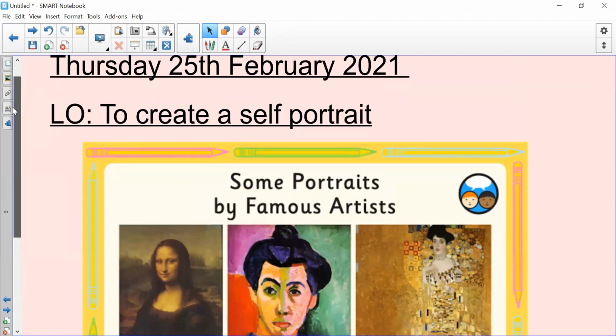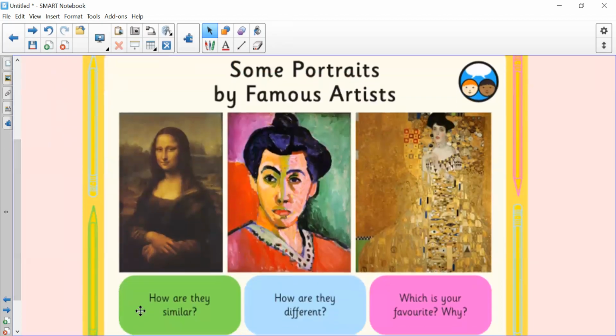So there we go, the three portraits. How are they similar? What's the same about them? How are they different? Which is your favourite and why? Just have some time to think about that and consider on your own, or if you've got somebody learning with you, talk to them about it. Ask them what their favourite is and why. Art is very, very subjective. That means we all think different things about it.